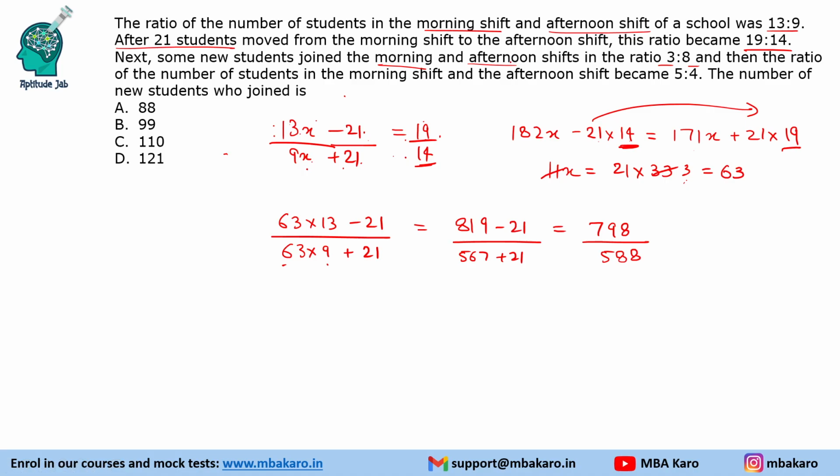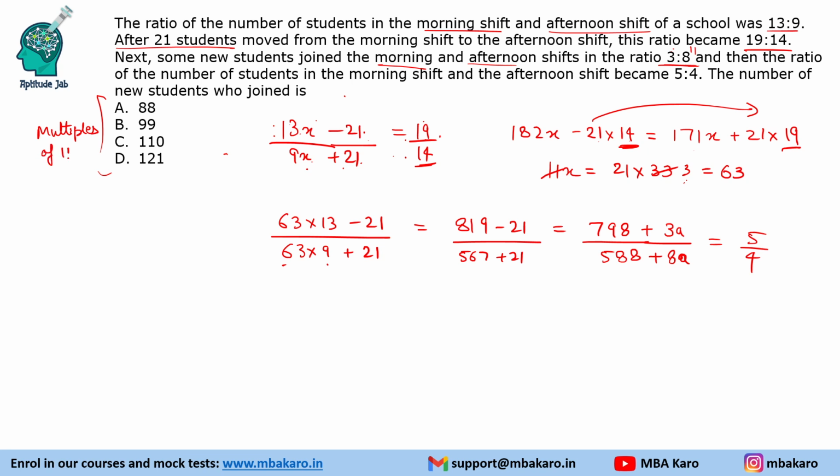Now it is saying that after this, some students are added in the ratio 3:8. So let us say this is 3a and 8a. This was the ratio 19:14, right? And after adding some students, the ratio becomes 5:4. Now what people would do in this case is cross multiply and solve it, right? Now think of a different way. It is given in 3:8. So 3:8 means 11 parts, and all these options are multiples of 11. So you need to be vigilant with the options also.